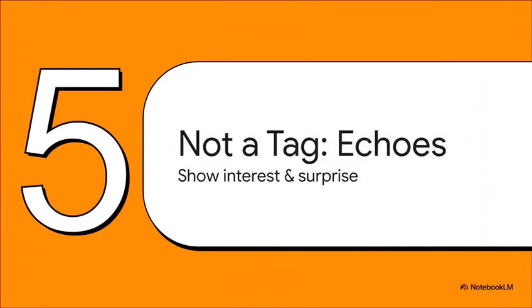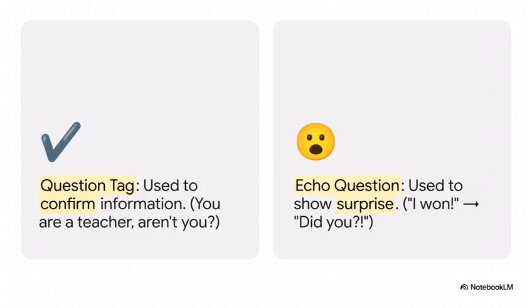Okay, one last thing before we wrap up. I want to quickly show you something that looks like a question tag, but is completely different. It's called an echo question, and knowing the difference is super important. The difference is all about your reason for asking. A question tag is for confirming something. An echo question is for showing surprise. So if your friend says, I won the lottery, you're not confirming it. You're shocked. So you'd say, you did? See the difference? One is a check, the other is a reaction.